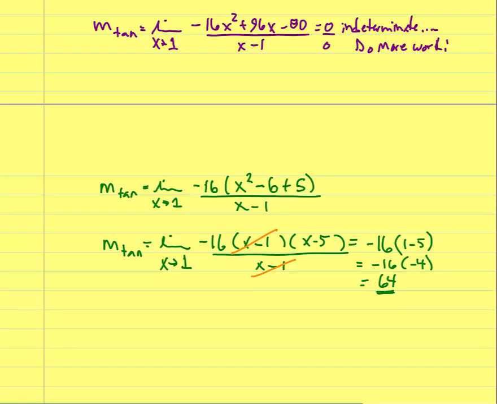It's also my instantaneous rate of change at x equals 1. So my slope of my tangent line would be f prime. That's how I represent slope, my first derivative evaluated at 1, would equal 64.